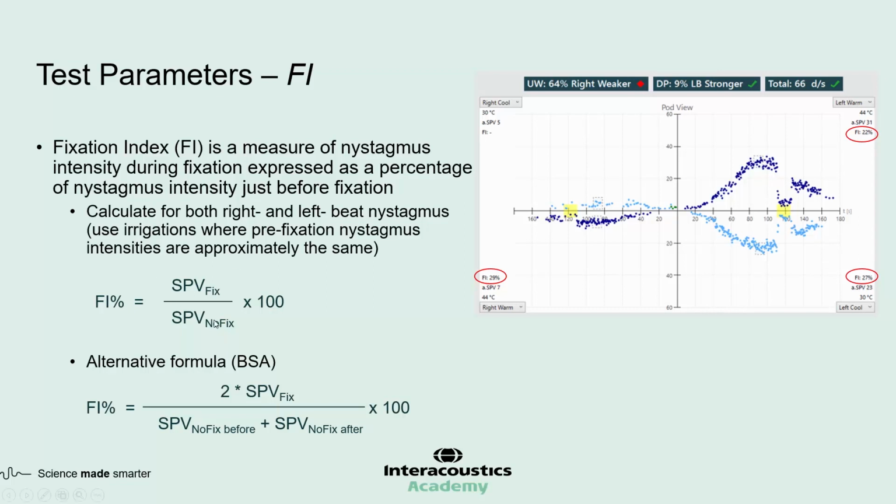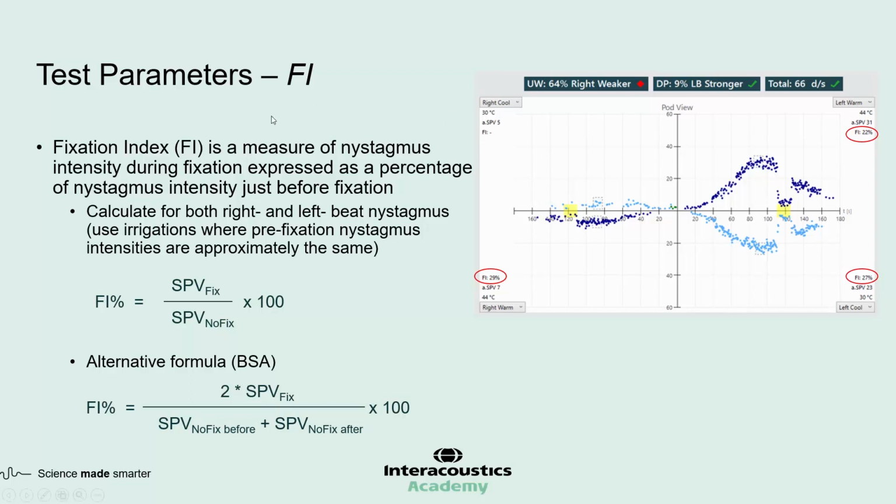The most common formula that you use is the spontaneous slow phase velocity right after fixation, and you compare that with the slow phase velocity right before fixation. So the nystagmus right about here and right about here, those two are divided, and it gives you a percentage as you see here, 22%, 27%, 29%. It was not performed for right cool.